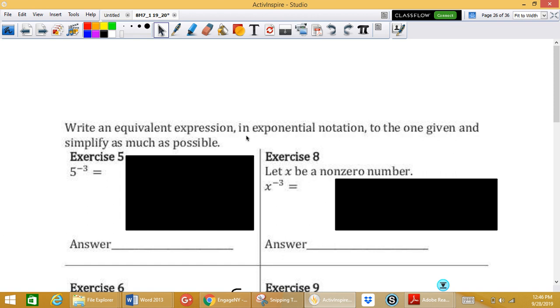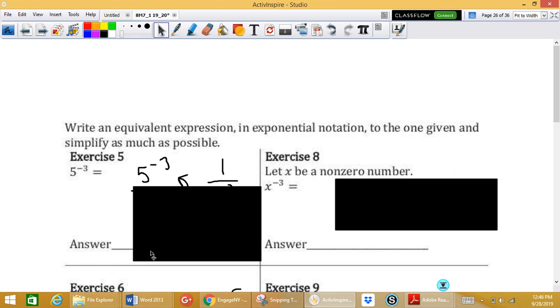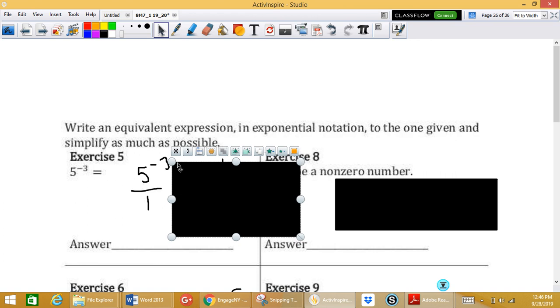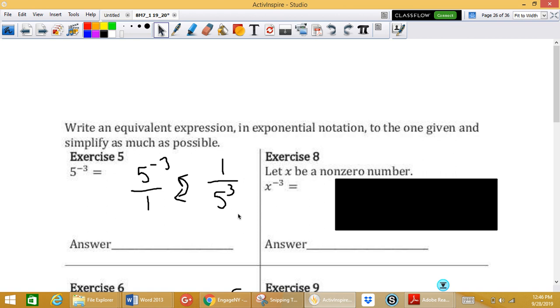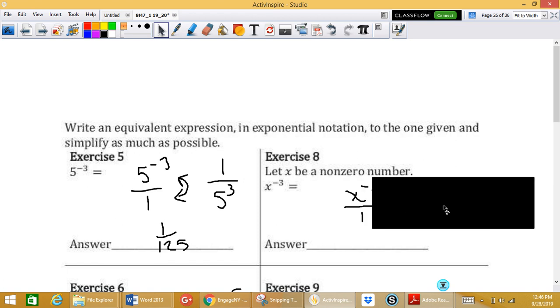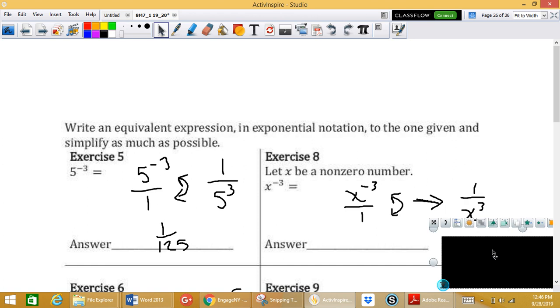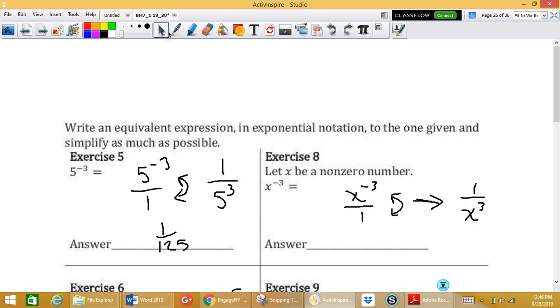Write an equivalent expression in exponential notation to the one given and simplify as much as possible. So we have 5 to the negative third over 1. So then I have to flip it, become 1 over 5 to the third. 5 times 5 times 5 is 125, so it's 1 over 125. So you have x to the negative third over 1. Flip it, so you get 1 over x to the third. And that's your final answer. It can't be simplified any more than that.